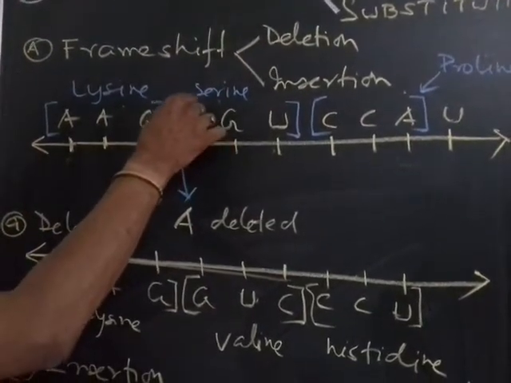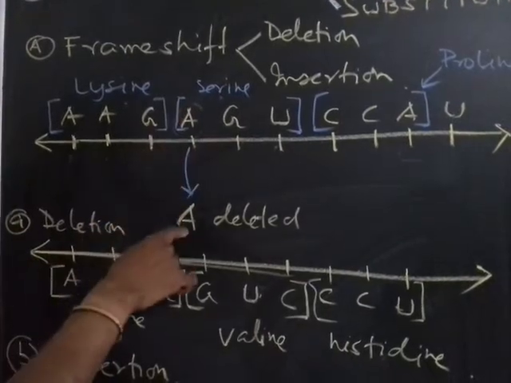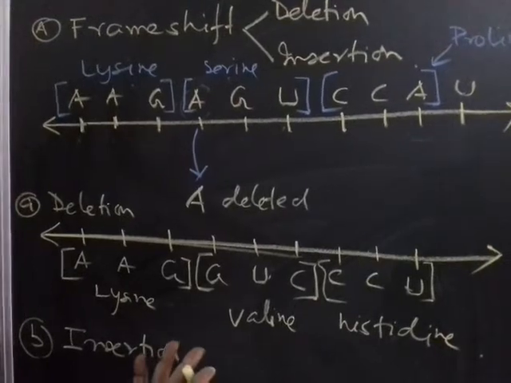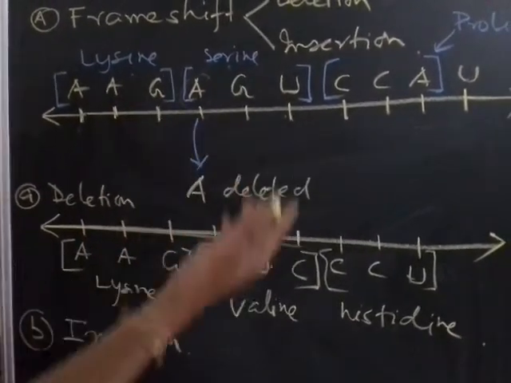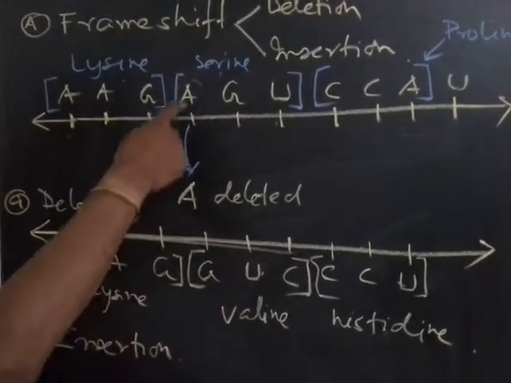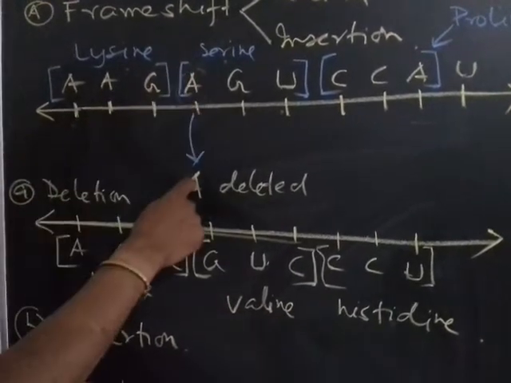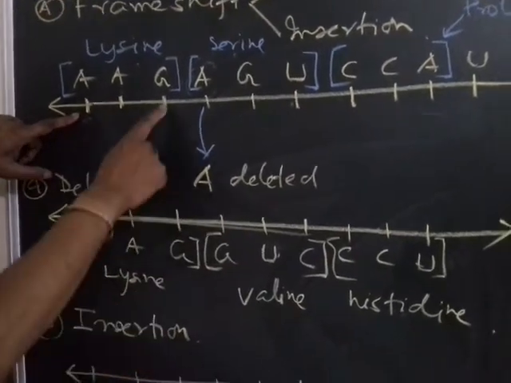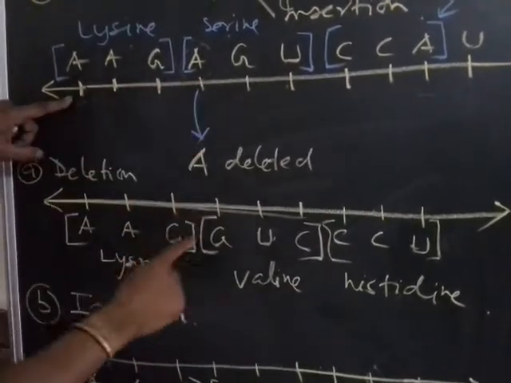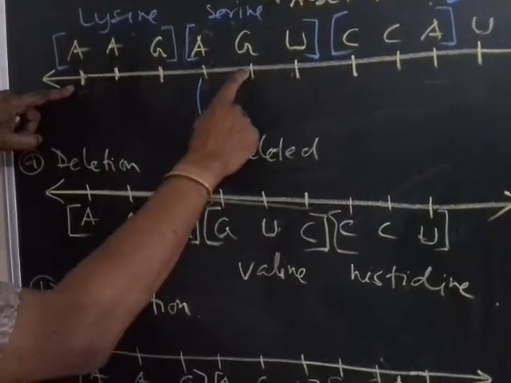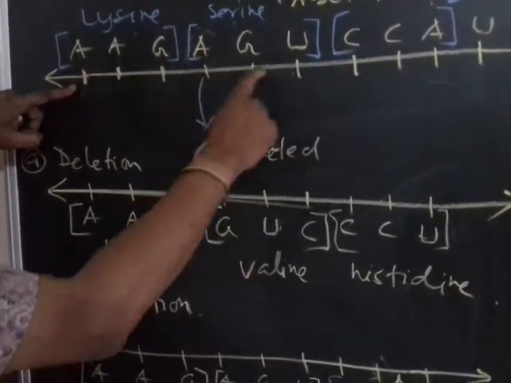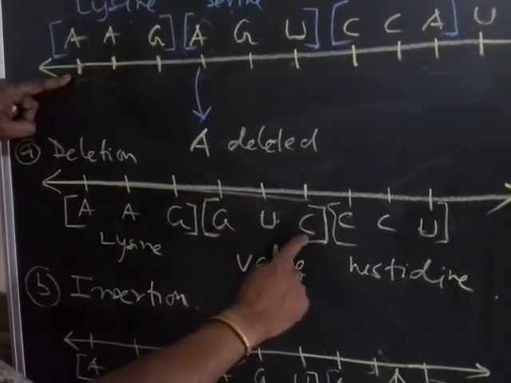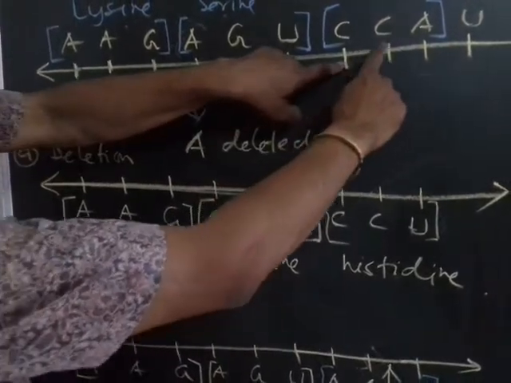Deletion is when a particular nitrogenous base is deleted due to some reason, maybe some type of mutagens, ultraviolet rays or certain chemicals. If this particular base is missing, then AAG will be the same because it is occurring before that. So A has vanished, and next comes GUC. Instead of AGU, the next triplet code becomes GUC. Then after GUC is CAU.